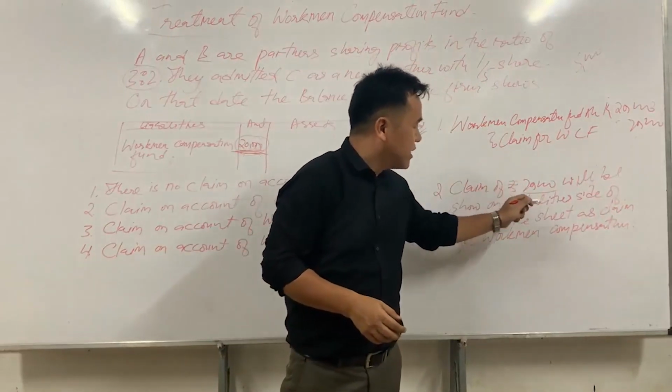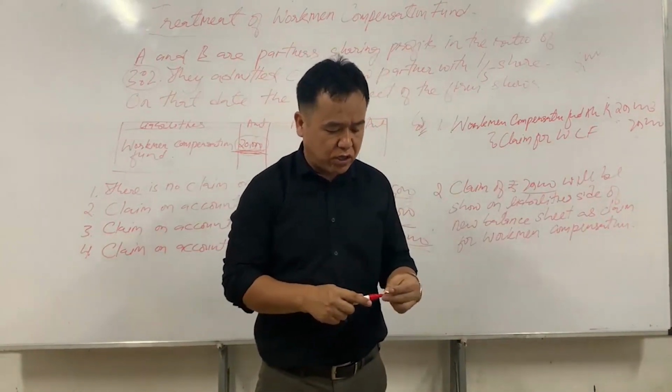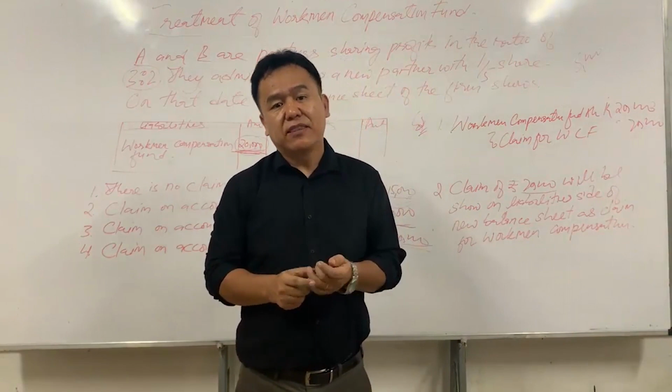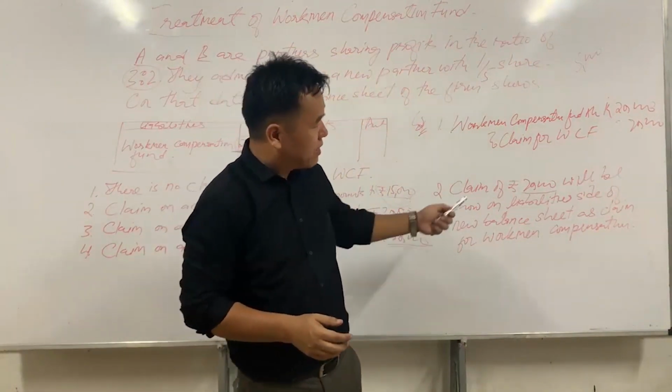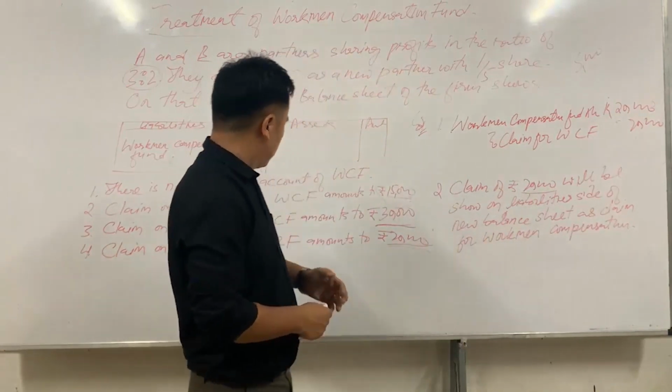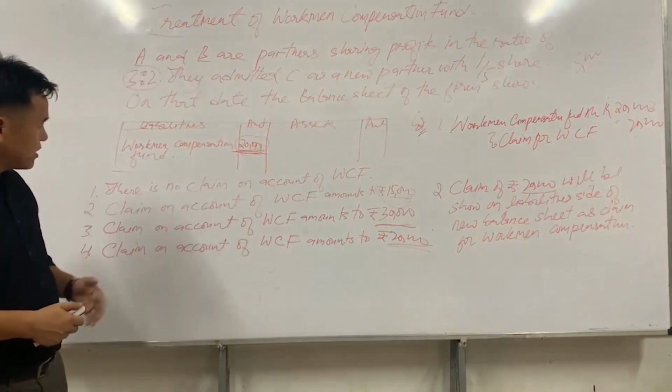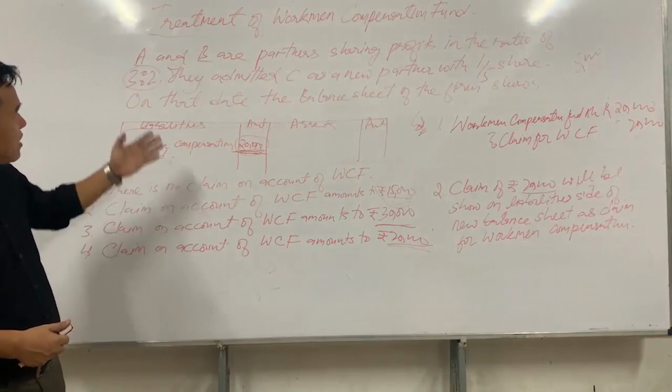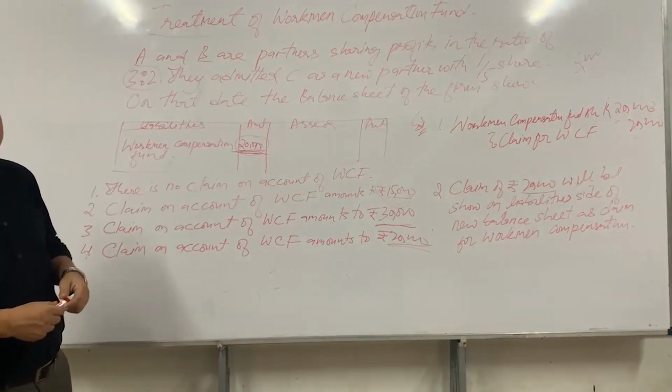Now see why we have to write rupees 20,000 on the liability side of the new balance sheet, since rupees 20,000 is still payable to Walker. Even though the firm has admitted the claim made by Walker, the amount is yet to be paid by the firm, to whom obviously Walker. So we are done with all the different cases of the accounting treatment of workmen compensation fund.